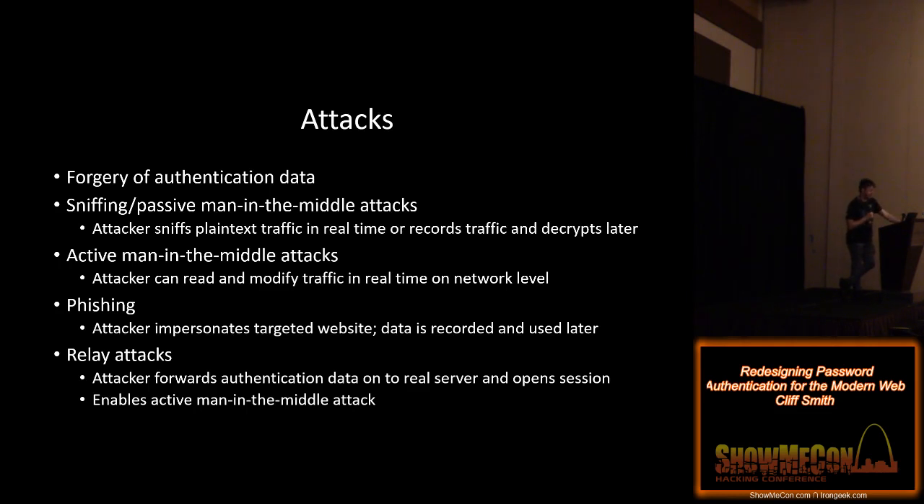Forgery of authentication data. We want to make sure that a third-party attacker can't forge whatever stuff it is we use to prove who we are. We want to prevent sniffing or passive man-in-the-middle attacks, and that can be somehow you have a network position where you can listen to what's going on, or if you record the traffic and find a way to decrypt it later, if an SSL private key is popped after the fact. That's why forward secrecy is a thing. So, active man-in-the-middle attacks are ones where the attacker can actually modify the traffic in real time. They can modify the way your web page works. They can add or remove JavaScript or do whatever.